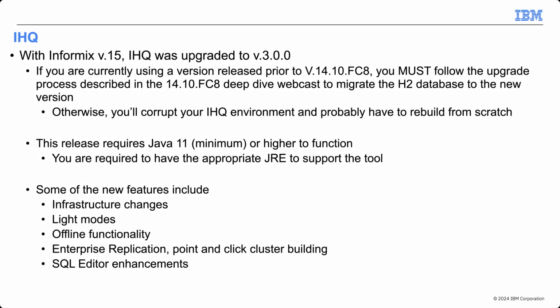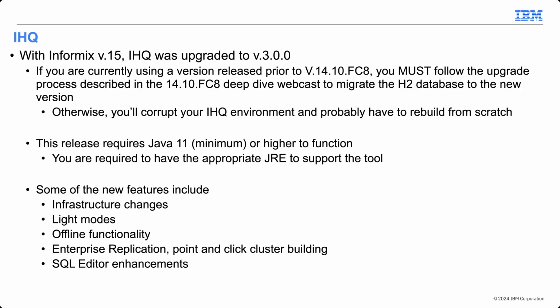It's been upgraded to version 3. If you're using any current version of IHQ released prior to 1410 FC8, you must follow a specific upgrade process described in the FC8 deep dive to migrate your H2 databases, which hold all the information about IHQ, to a version 3 compatible environment. If you don't, you'll corrupt your IHQ and you'll have to start over. I've already talked about Java 11 being required. And again, some of the new features have already been talked about.